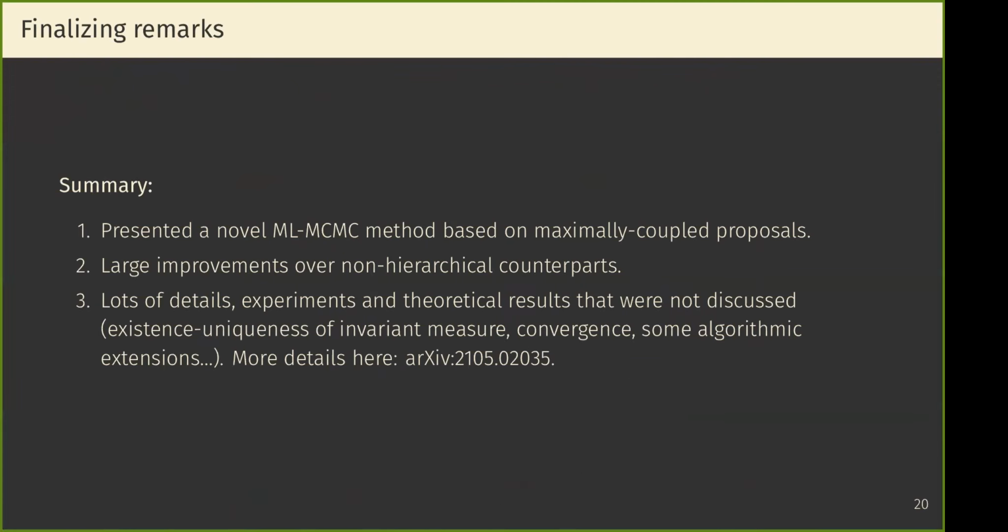Okay, just some finalizing remarks. In summary, we presented a novel MCMC method based on maximally coupled proposals. As we can see, there's a large improvement over its non-hierarchical counterpart. And of course, there are a lot of details, experiments, and theoretical results that were not presented here, mostly on the theoretical analysis of these multi-level methods, but you can find them in this archive paper.